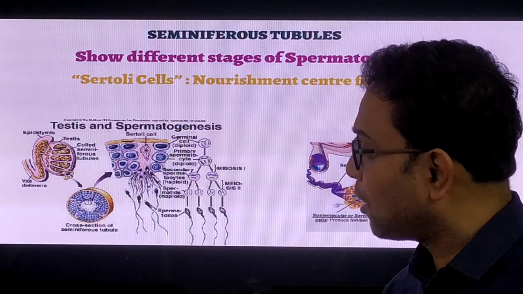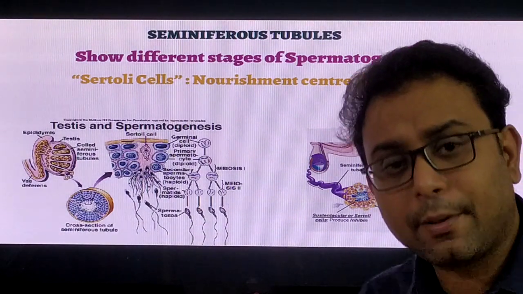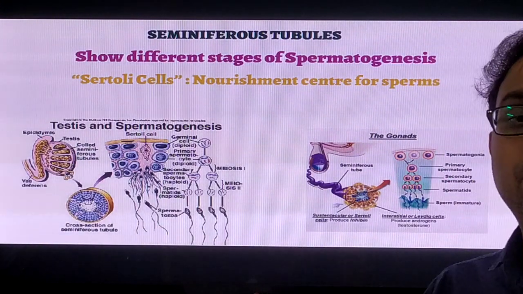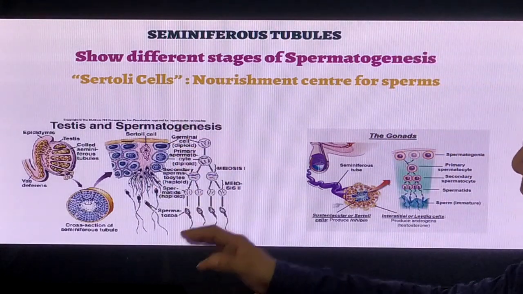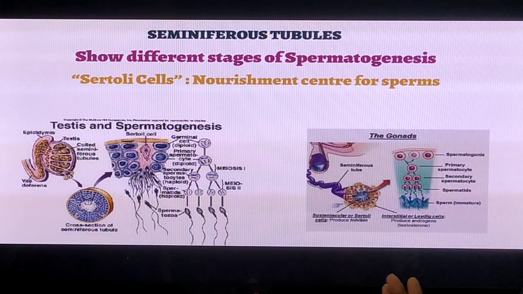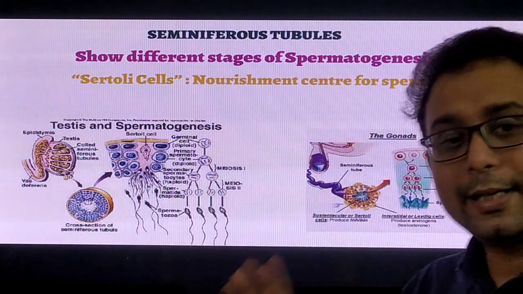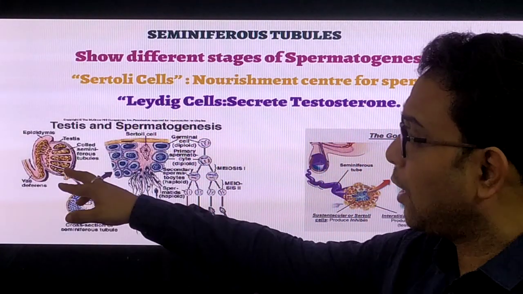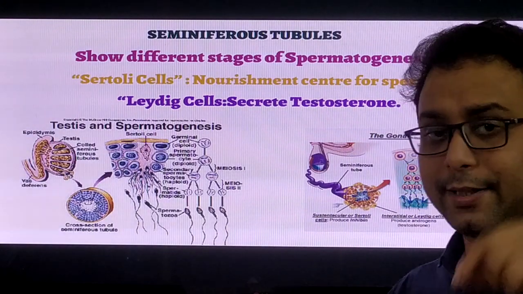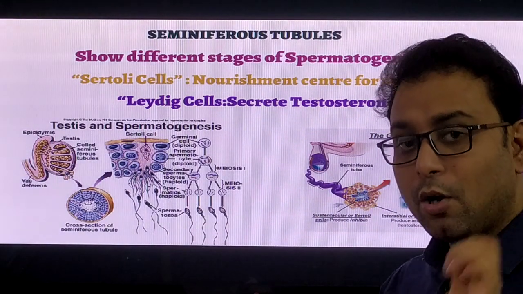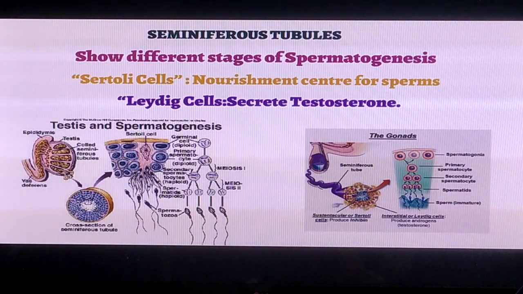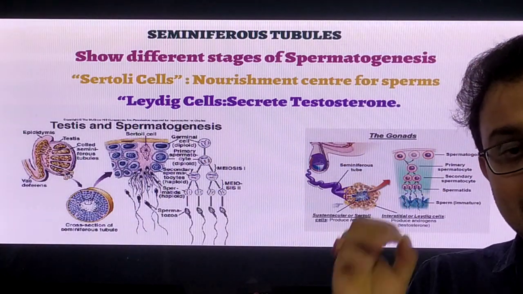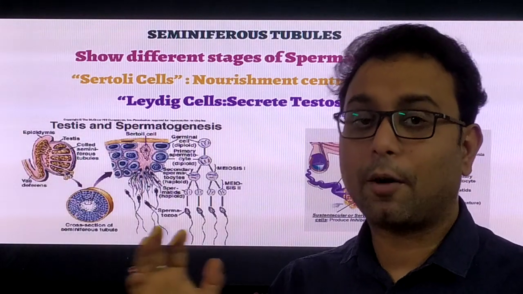You can observe this. What is their function? When the sperm are developed, they need nutrients. That is provided by the Sertoli cells. So the Sertoli cell is the nourishment center for the sperm. Where is it present? The Sertoli cell is inside the seminiferous tubules. But between the two seminiferous tubules, not inside, one particular cell is there, that is the Leydig cell. These Leydig cells secrete the testosterone hormone, which regulates the secondary sexual characteristic features of the male.